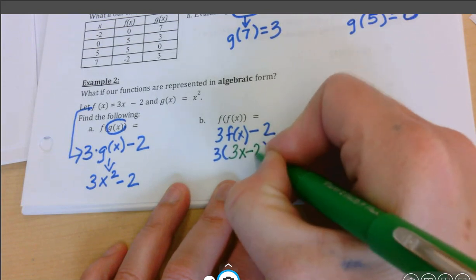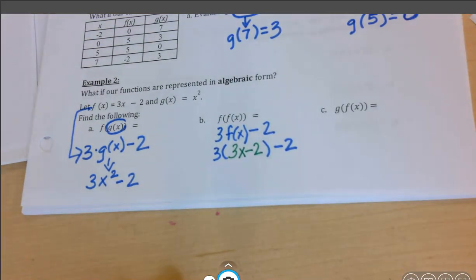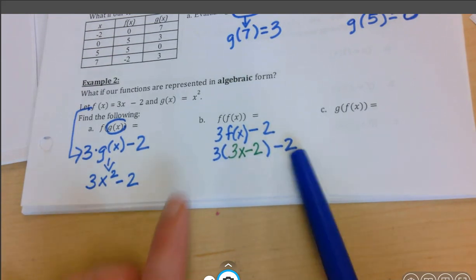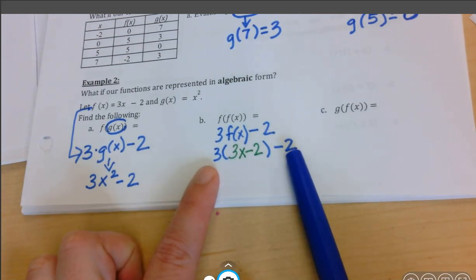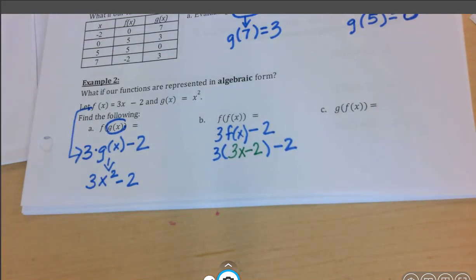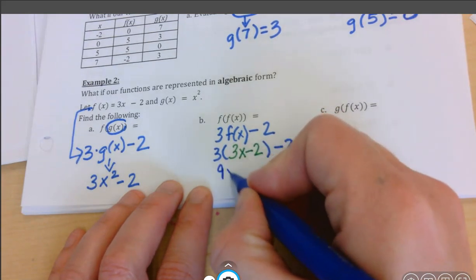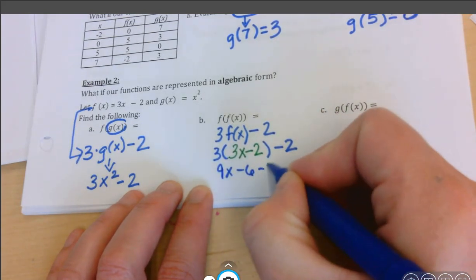Sometimes I use a different color to show the inside function and the outside function. So my inside function is 3x minus 2, and my outside function is 3x minus 2. That's the hard part, setting it up. Then we just simplify. I'm going to multiply and then combine like terms.